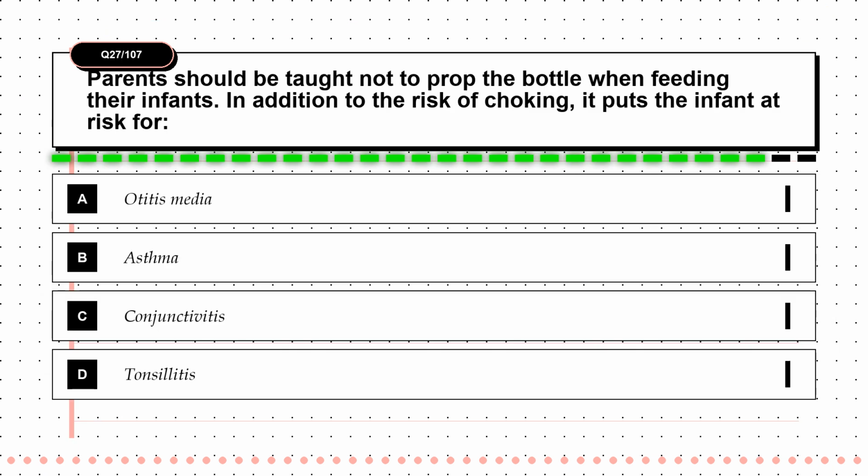Question 27. Parents should be taught not to prop the bottle when feeding their infants. In addition to the risk of choking, it puts the infant at risk for, here are the options. Option A. Otitis media. Option B. Asthma. Option C. Conjunctivitis. Option D. Tonsillitis.